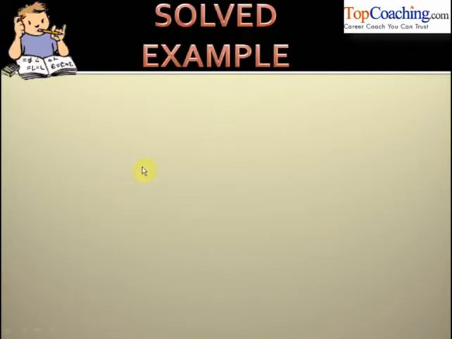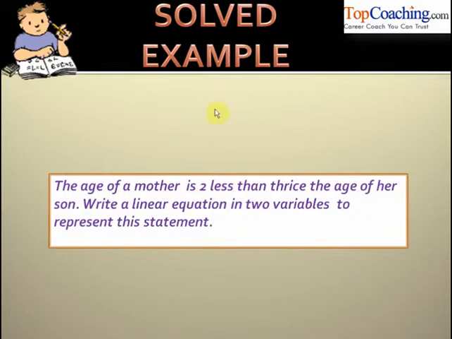Let's try to solve one more example. The example is: the age of a mother is 2 less than thrice the age of her son. Write a linear equation in two variables to represent this statement. So again we have been given a condition that the age of a mother is 2 less than thrice the age of her son, and we have to represent this situation in the form of a linear equation.